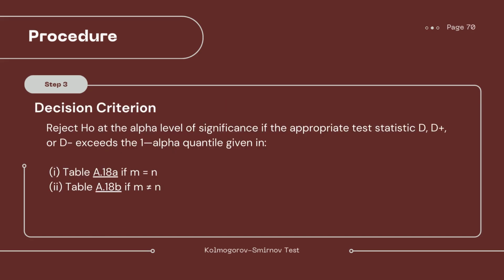Now for the decision criterion, we will reject H0 at the alpha level of significance if the appropriate test statistic, which is D, D plus, or D minus, exceeds the 1 minus alpha quantile given in first, Table 8.18a if our sizes are equal, or m is equal to n. And the second one is Table 8.18b if m is not equal to n, or we have unequal sizes.